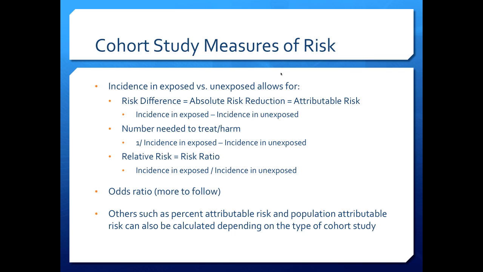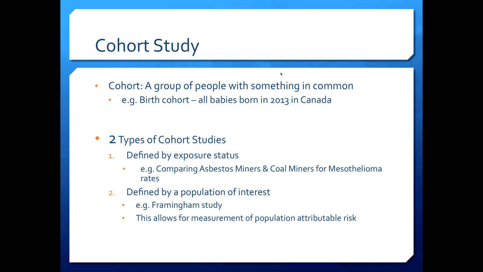The definition of a cohort is a group of people with something in common. There are two types of cohort studies. An exposure-based cohort study compares an exposed cohort of people to a non-exposed cohort. For example, comparing the rates of mesothelioma in asbestos miners as compared to coal miners, with the exposure being asbestos mining.